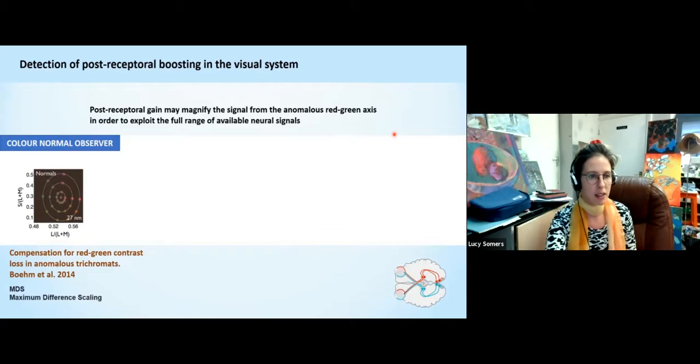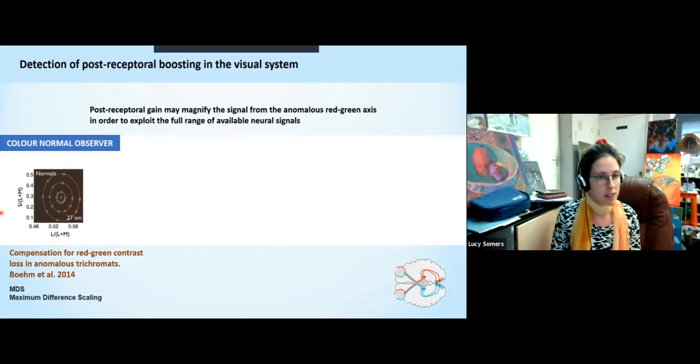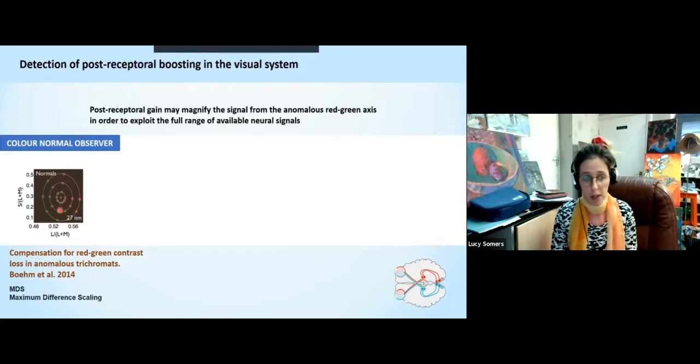So Boehm et al. used maximum difference scaling, which is a process where you just collect difference ratings for pairs of colors in order to reconstruct an internal color space for how different all colors appear to each other. So here you can see when you do this study with normal observers, you get a color wheel replicated.